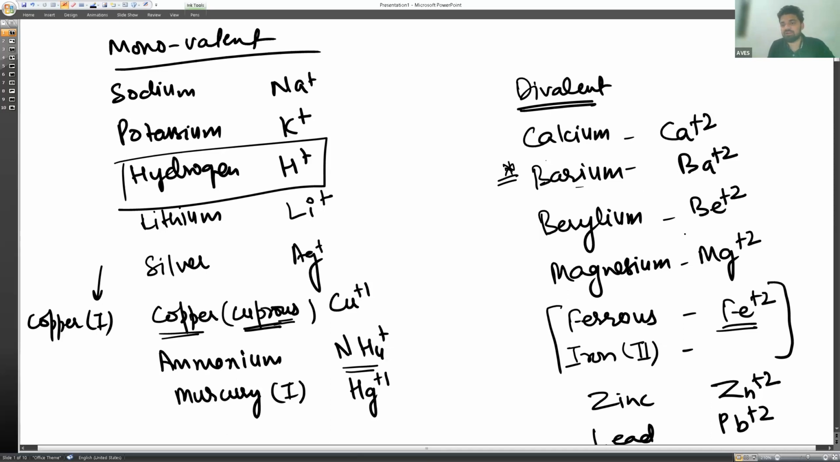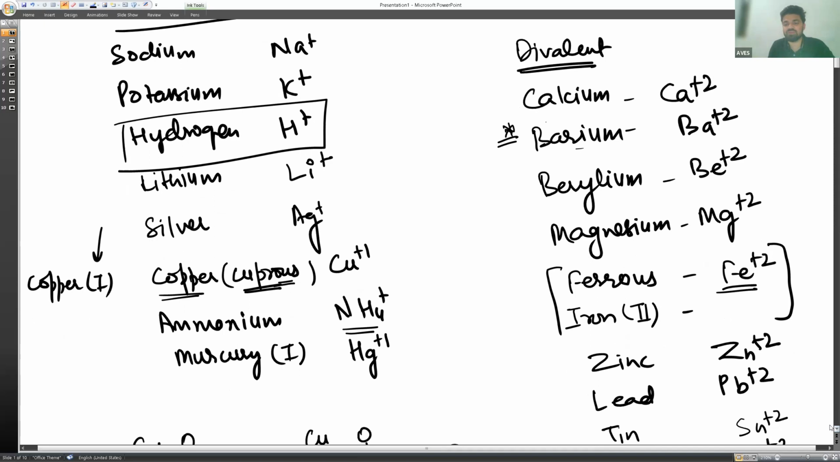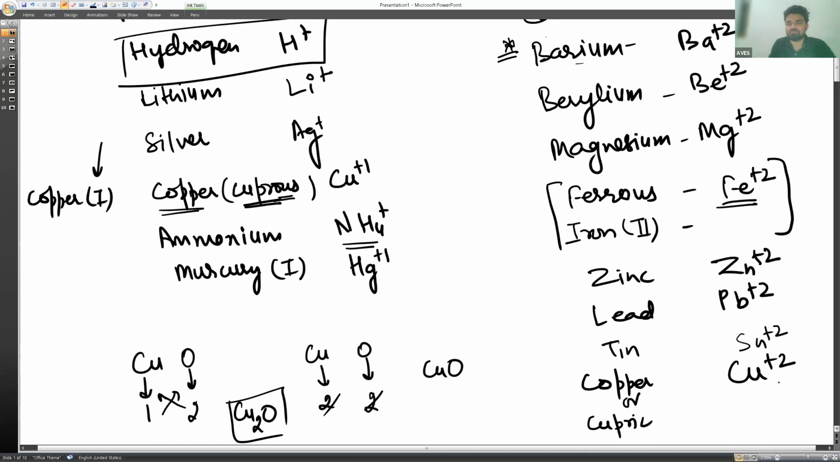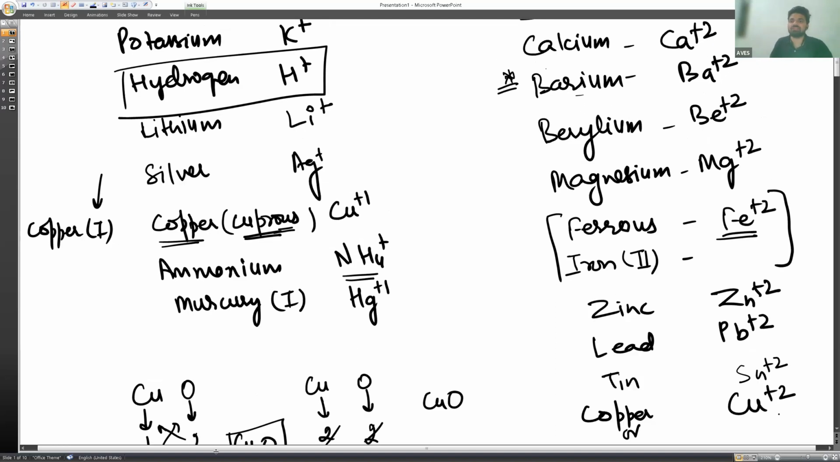Okay, write down this divalent also. I'm going to explain it to you. Divalent also. Done. This is calcium. Calcium has positive 2.